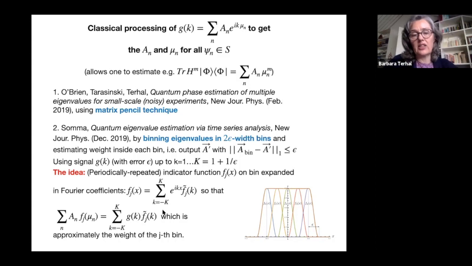And what I like about it is that it says, if eigenvalues are on top of each other, we don't need to distinguish them. This is a method for getting the probability in each bin using some Fourier analysis.